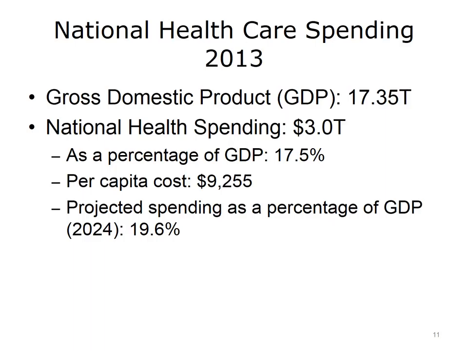The GDP is a measure of the U.S. economy that reflects the market value of all goods and services produced in a given period of time. It indicates how fast or slow the economy is growing year to year, and allows comparison of the U.S. economy to the economies of other countries. In 2013, the U.S. GDP was just over $17 trillion. Approximately $3 trillion, or 17.5% of GDP, was spent on healthcare, the highest worldwide. This translates into a per capita value of more than $9,000.